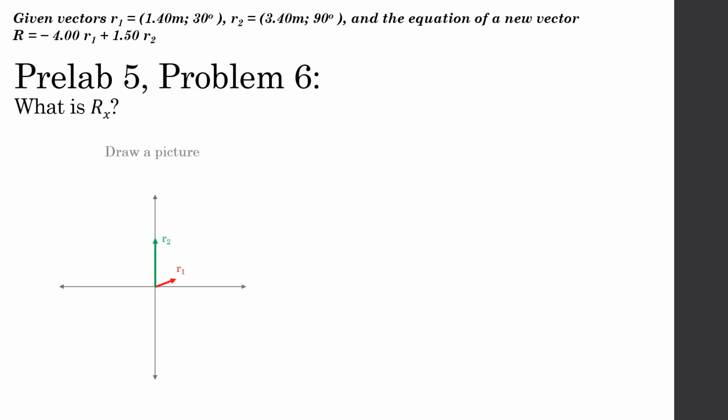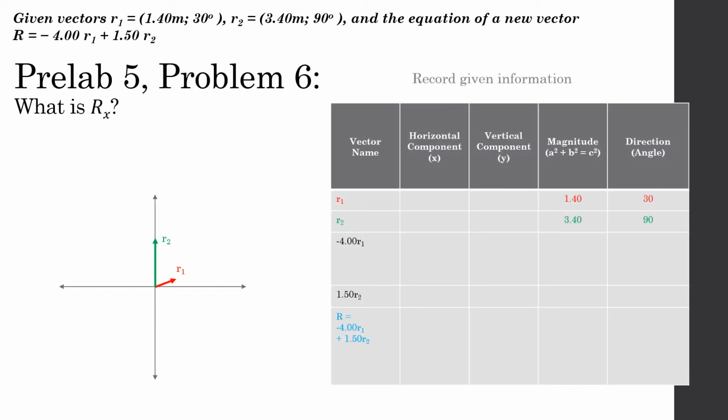Illustrate where R1 and R2 are, and then you can proceed to make yourself a table and record your given information. You can see over here in the table, I've written down my magnitude of R1, my direction of R1, my magnitude of R2, and my direction of R2. And I've also filled in all the names of the vectors that I'm going to need to calculate things for.